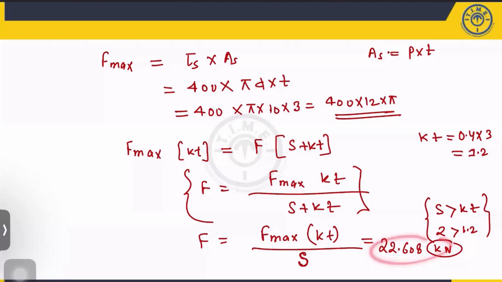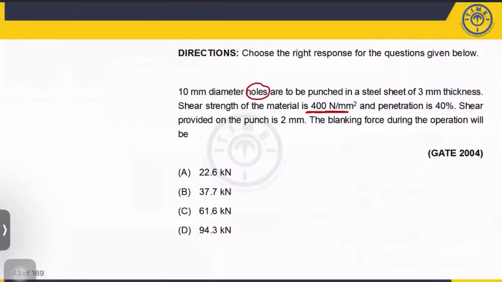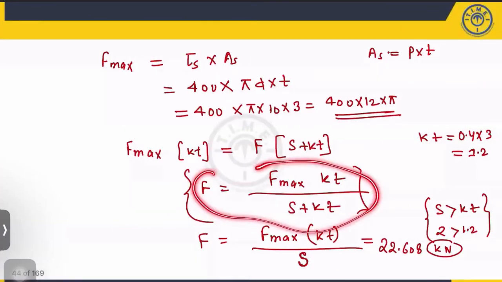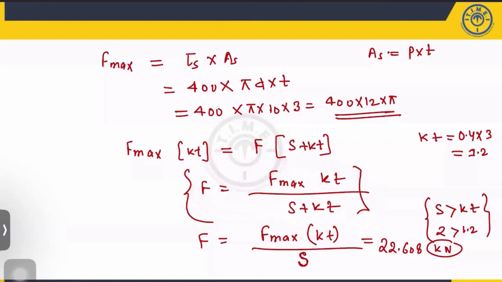That means now you can see here, whatever the forces which you are applying previously, now the force value is getting reduced. So this is the application of the shear. That means when you are providing the shear over the punches, the value of force is getting reduced. This question was asked in the GATE 2004. The only thing you have to do is use that particular formula, then you will get the answer.